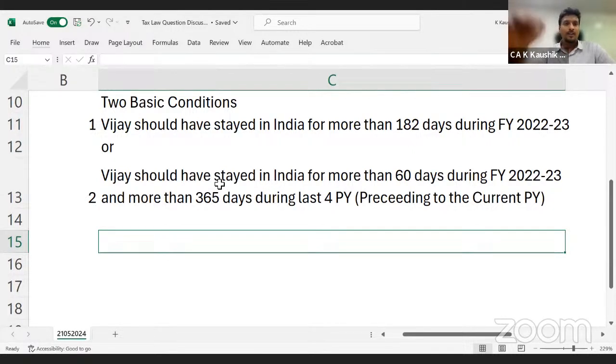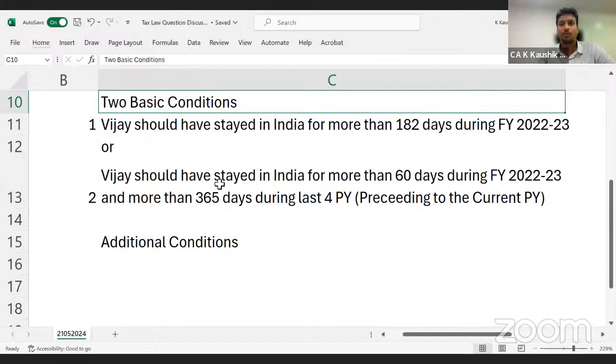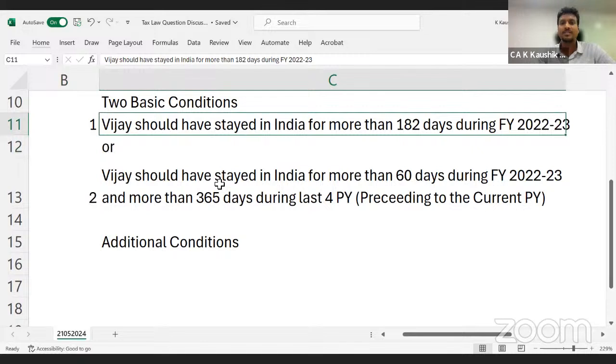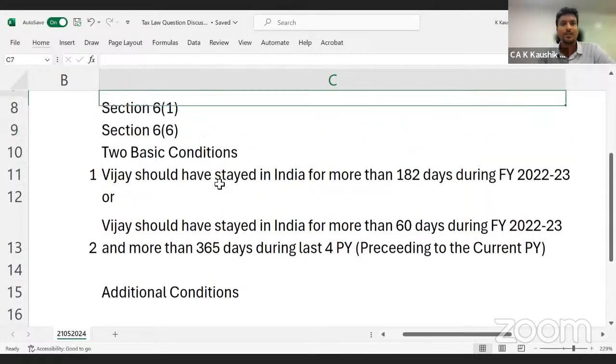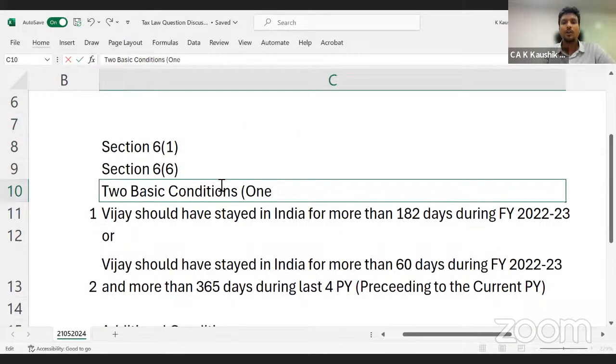Now, what are the additional conditions? He should satisfy either condition number 1 or condition number 2. Here we need to evaluate whether he has stayed in India for more than 182 days; then he is satisfying one of the two basic conditions to be satisfied.